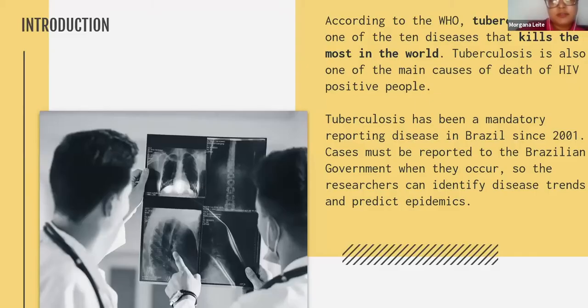According to the World Health Organization, tuberculosis is one of the 10 diseases that kills the most in the world. Tuberculosis is also one of the main causes of death for HIV-positive people. Because of that, tuberculosis has been a mandatory reporting disease in Brazil since 2001. This means that cases must be reported to the Brazilian government when they occur, so researchers can identify disease trends and predict epidemics.